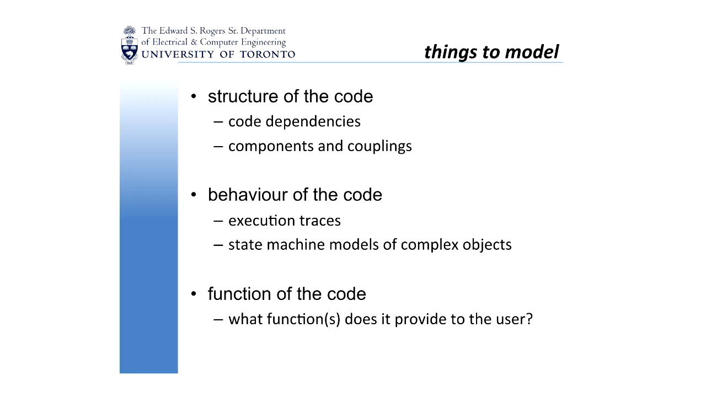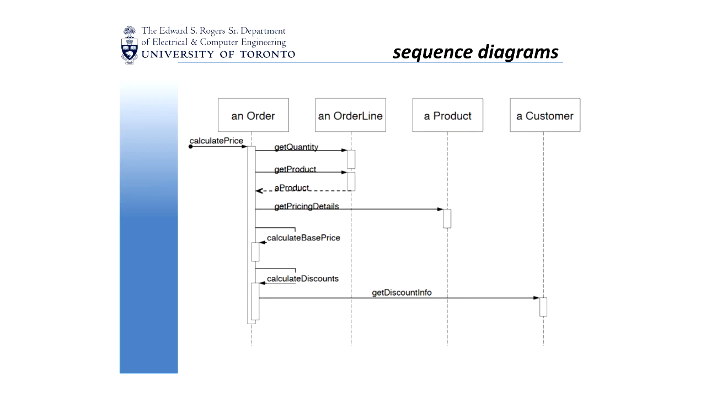The second area is the behavior of the code, which we model through execution traces and state machine models for complex objects. Finally, we model the function of the code, which asks, what specific functions does this software provide to the end user? To model that behavior, we use sequence diagrams.